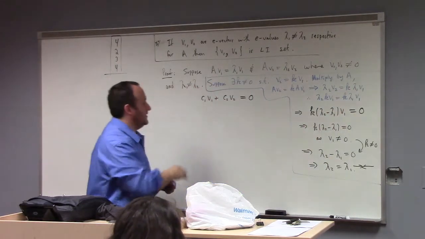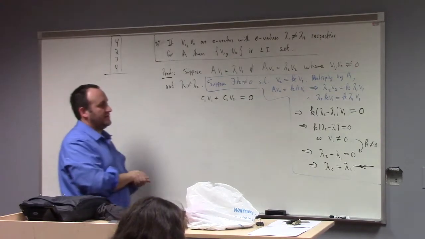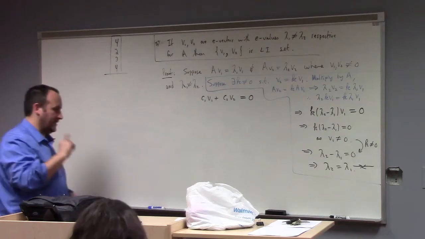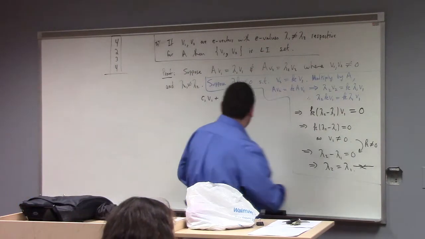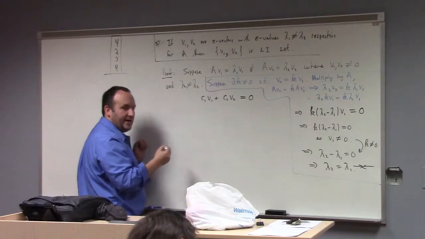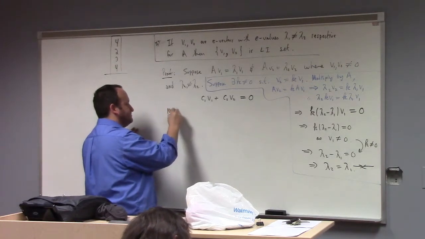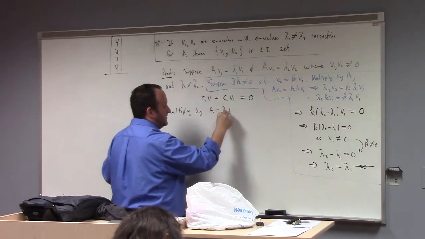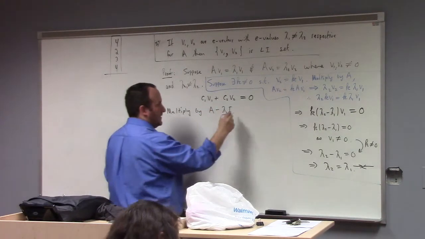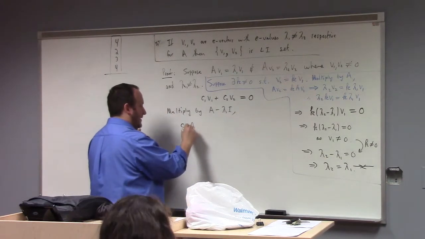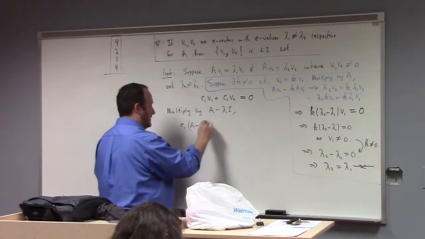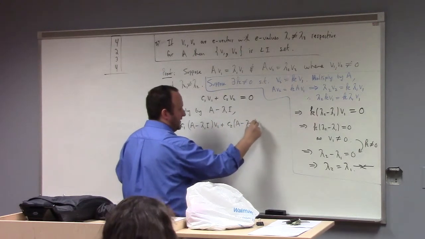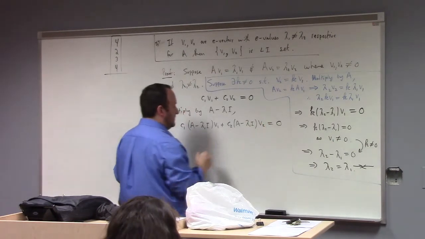Here's the direct proof. Suppose C1V1 plus C2V2 is equal to 0 with the given data. And then the direct proof requires a certain sneakiness. Instead of multiplying by A, multiply by A minus lambda 1 times the identity matrix. All right? So I have C1 (A minus lambda 1 times the identity matrix) V1 plus C2 (A minus lambda 1 times the identity matrix) V2 equal to 0.